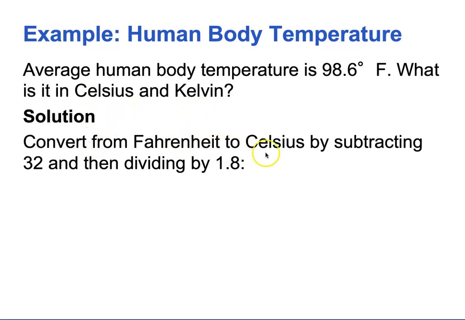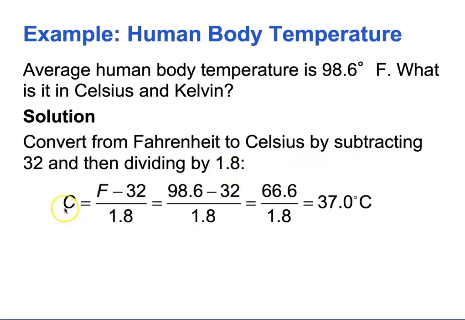Convert from Fahrenheit to Celsius by subtracting 32 and then dividing by 1.8. Remember the formula: Celsius equals Fahrenheit minus 32, divided by 1.8. The Fahrenheit that was given is 98.6, so I plug that in. Subtract 32, I get 66.6. Then I divide by 1.8. So the body temperature is 37.0 degrees Celsius.